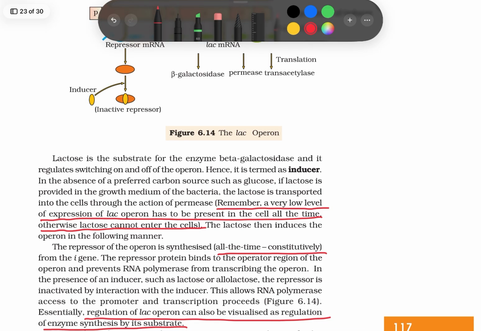Here one more statement we can see. Remember, a very low level of expression of lac operon has to be present in the cell all the time. Because permease is required in the beginning for the entry of that lactose into the cells. So to produce that permease continuously, that very low level of lac operon expression is needed in the cells. Then only lactose can enter the cells. Otherwise lactose cannot enter the cells.